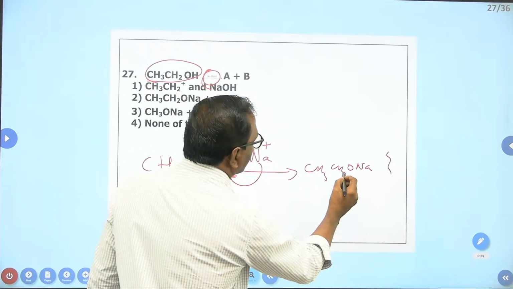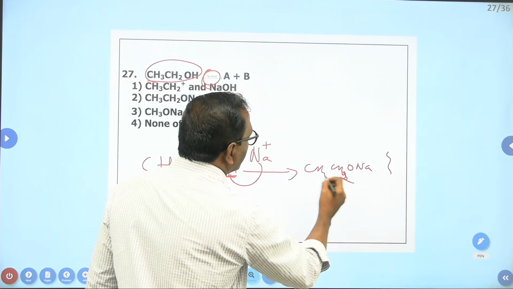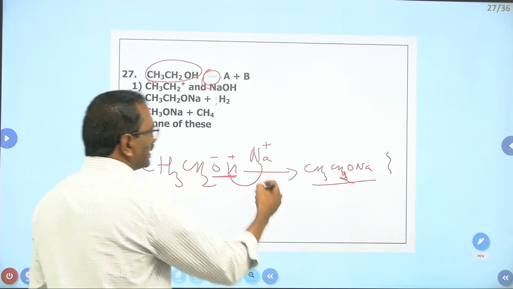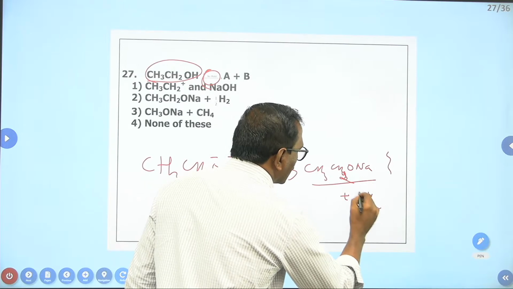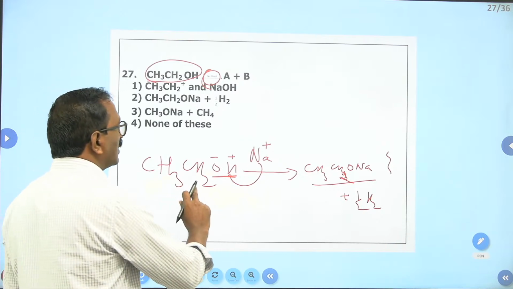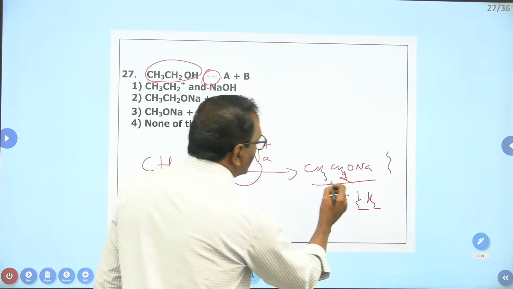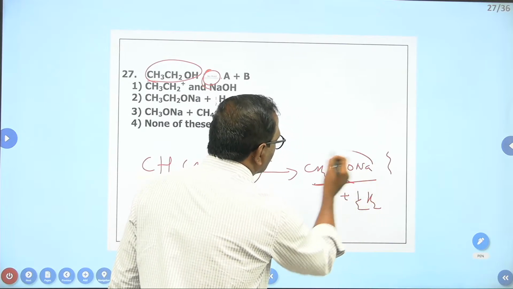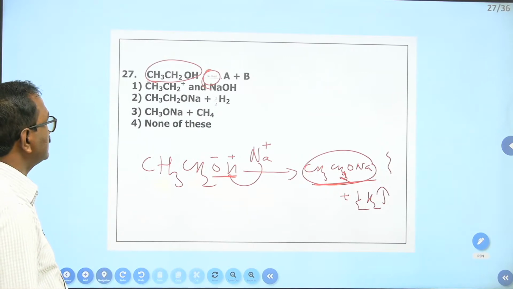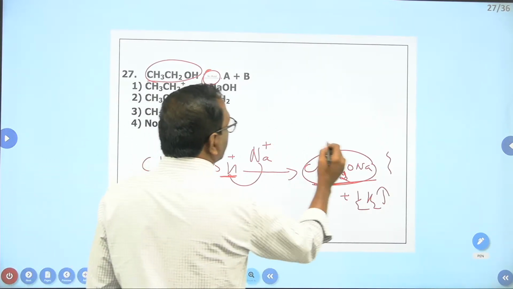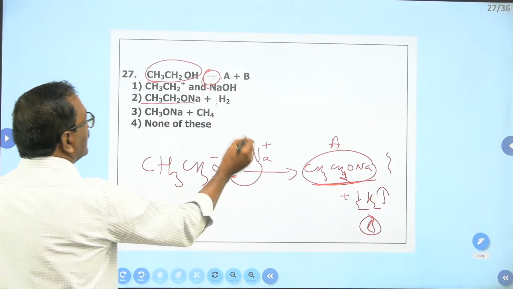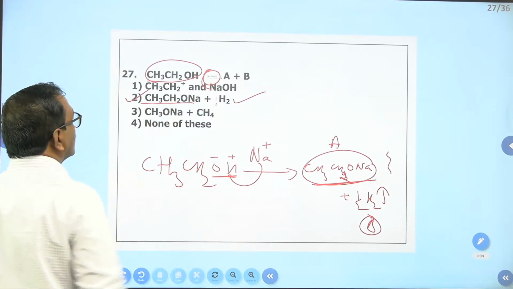Then you are going to get sodium ethoxide. The H plus is lost in the form of hydrogen gas here. Now this is the balanced equation. So when ethyl alcohol reacts with sodium, you get sodium ethoxide with the liberation of which gas? Hydrogen gas in this case. Then tell me the products A and B. The A is this one here. What is the B? Hydrogen gas liberated. Hence you select the second option as the right one.